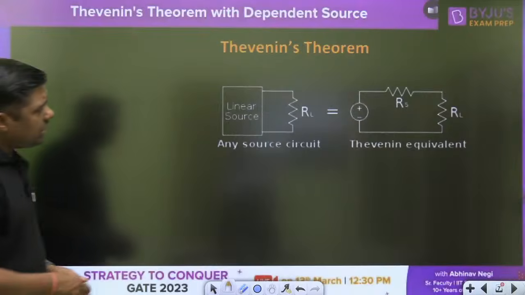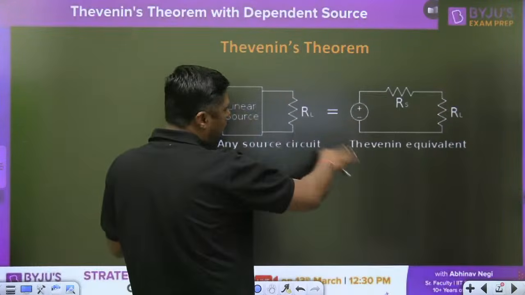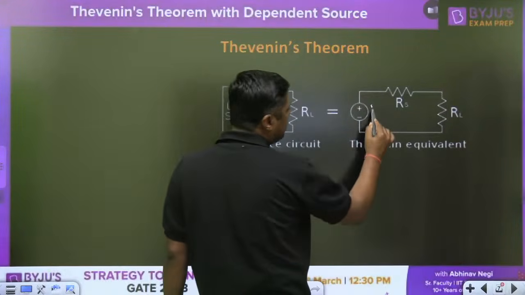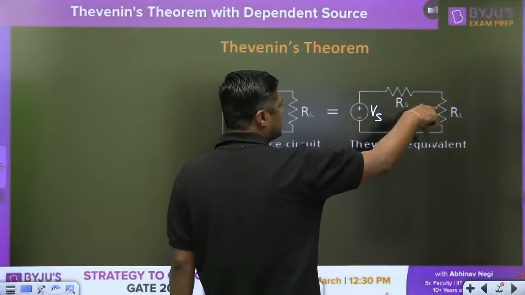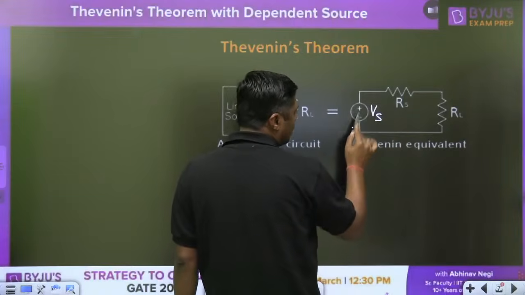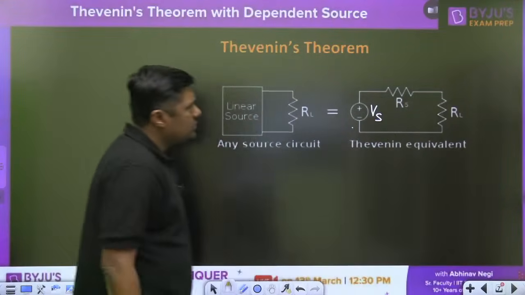Simply, that is the equivalent linear source with RL. Simply remove the RL, and normally we represent it as one voltage source and RS. So this RS is nothing but RTH, and that is the RL. A single voltage source, a single resistor, and that is the RL.